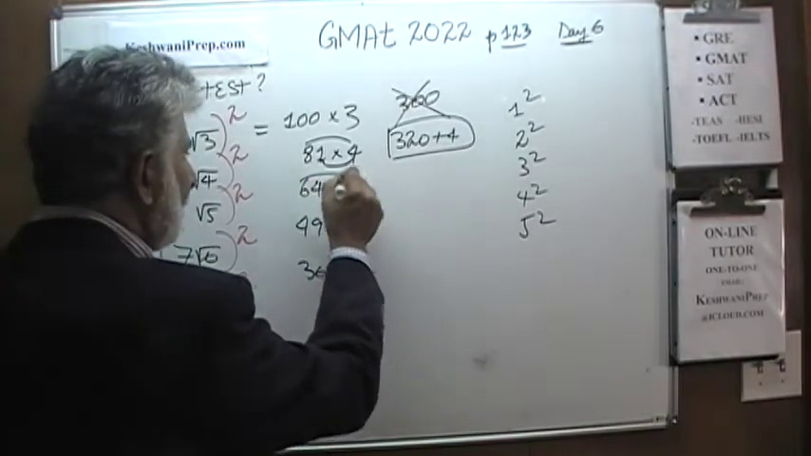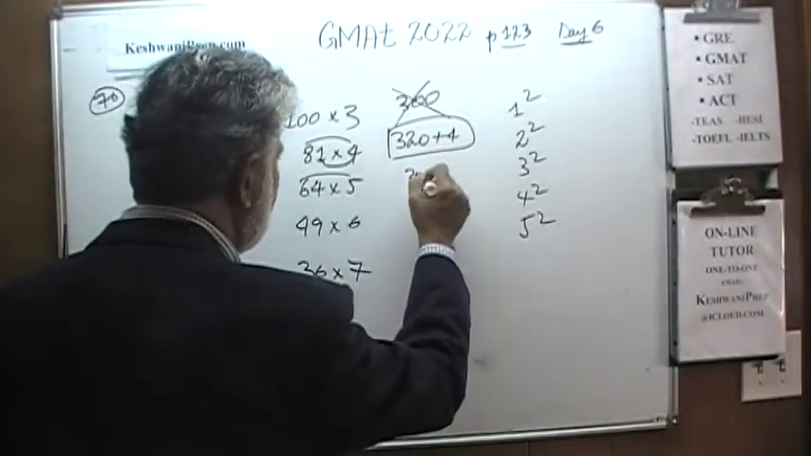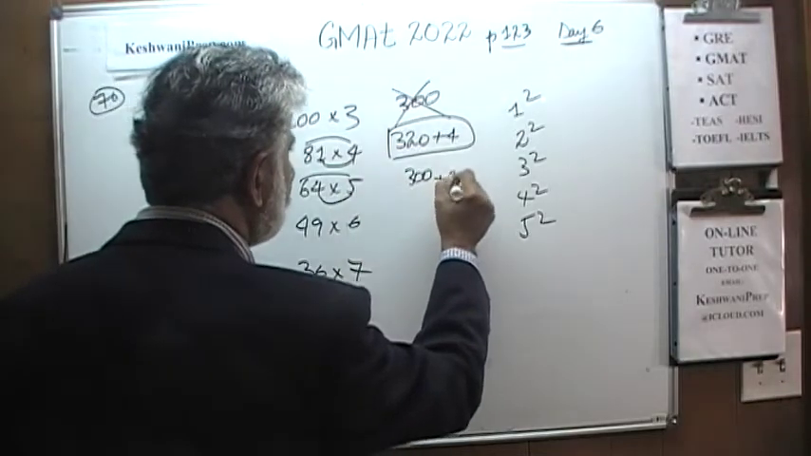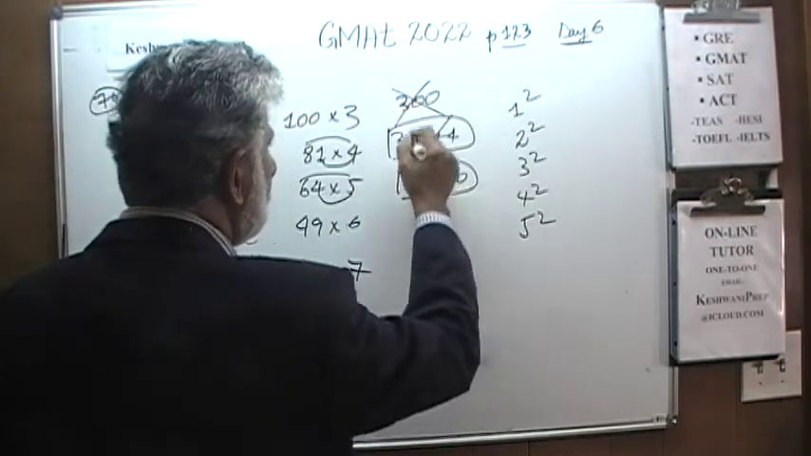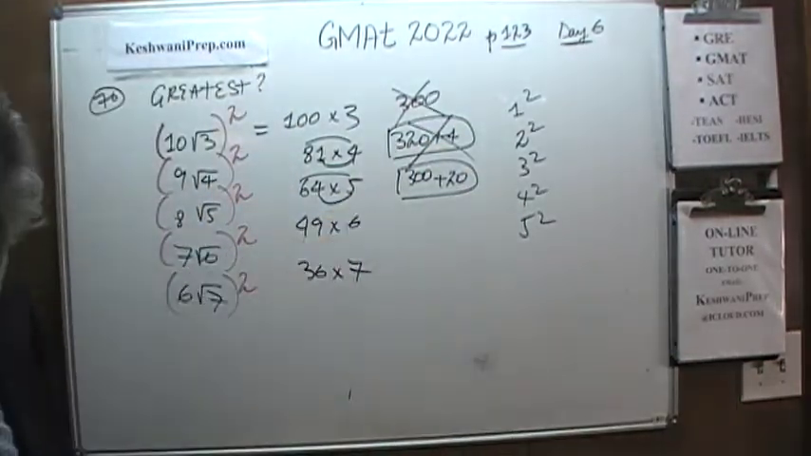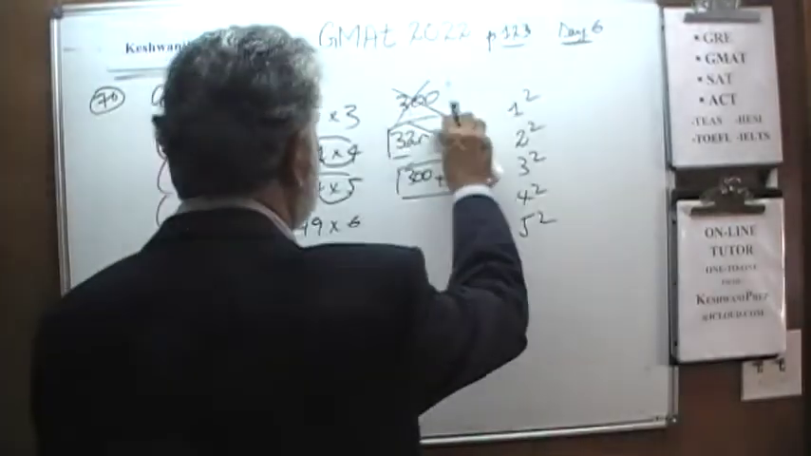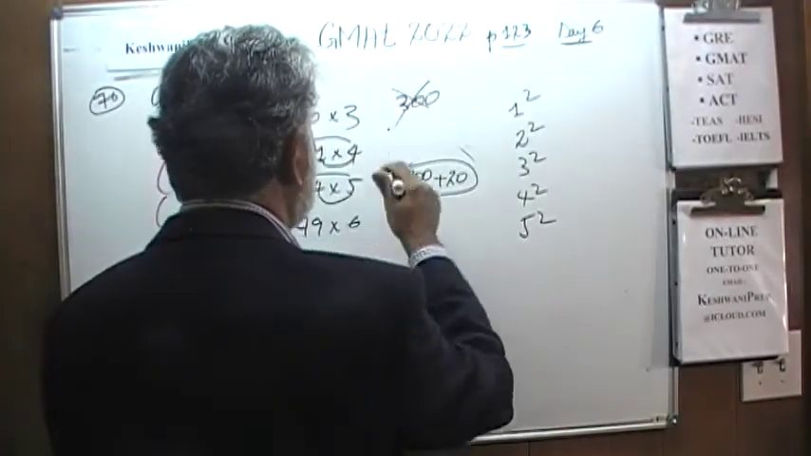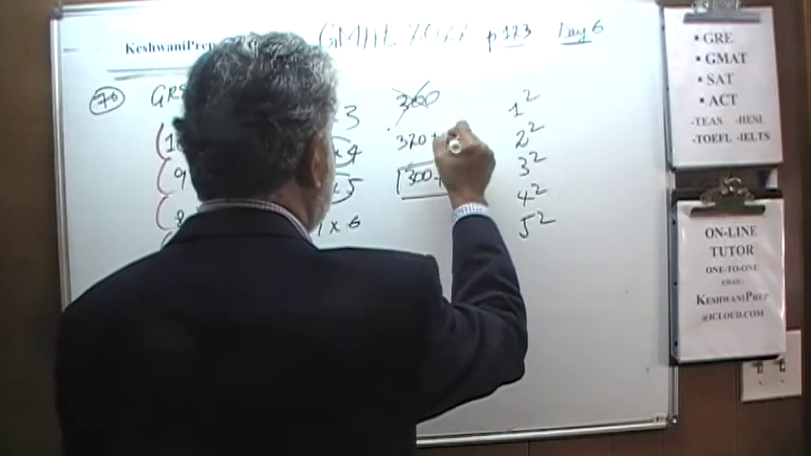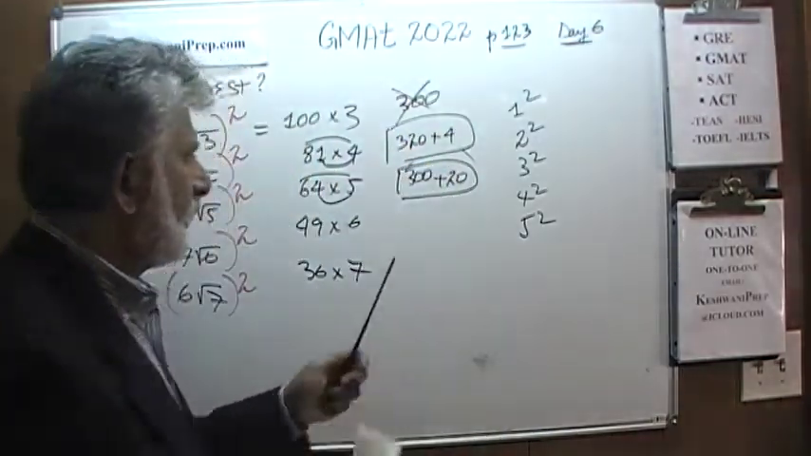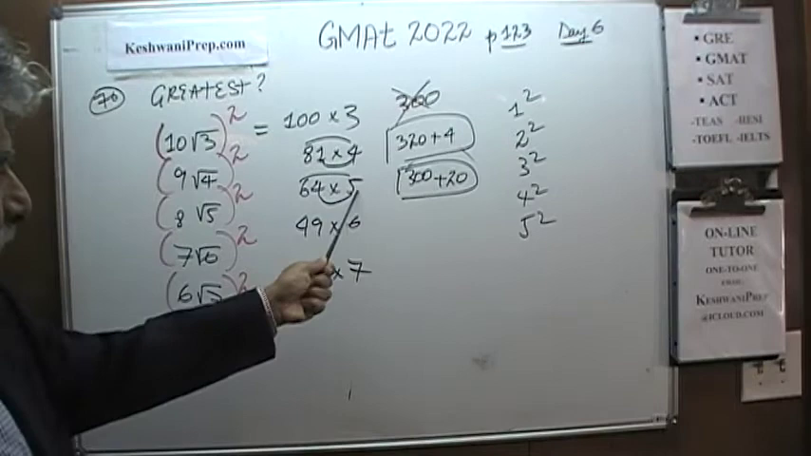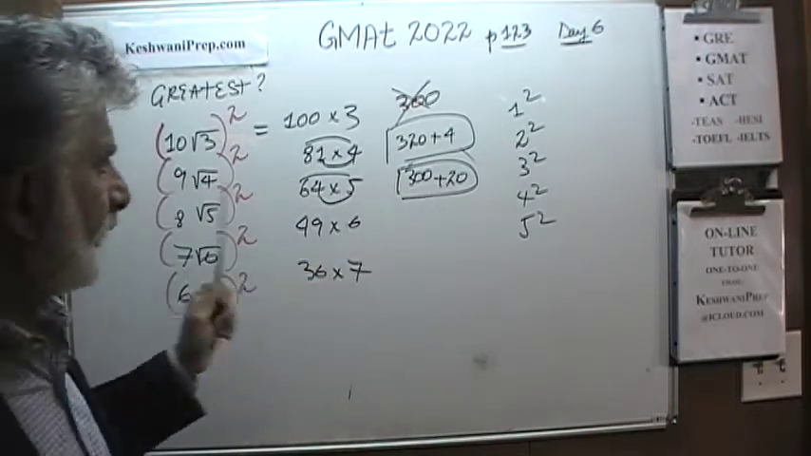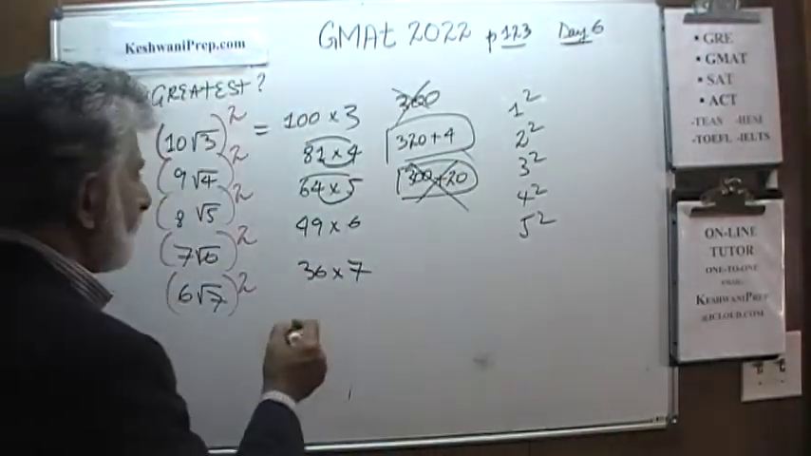Same thing here. 60 times 5 is going to be 300. And this is 20. What do you know? I was so convinced that, oh no, that's 324. Jeez, I almost blew it. That's 324. This is 320. 60 times 5 is 300, and 4 times 5 is 20. That one gets knocked out.